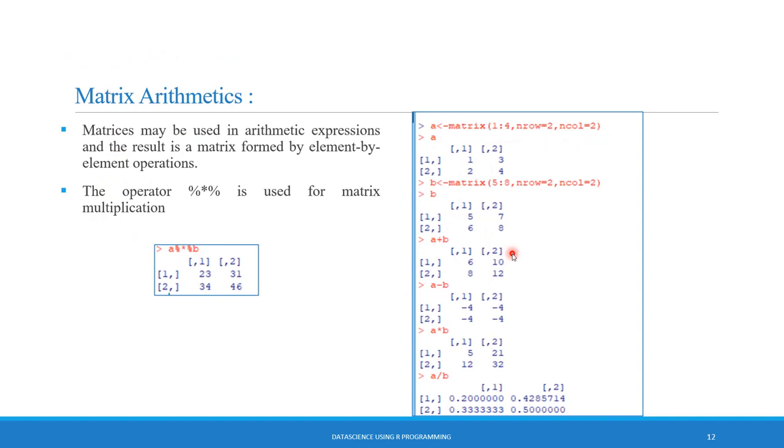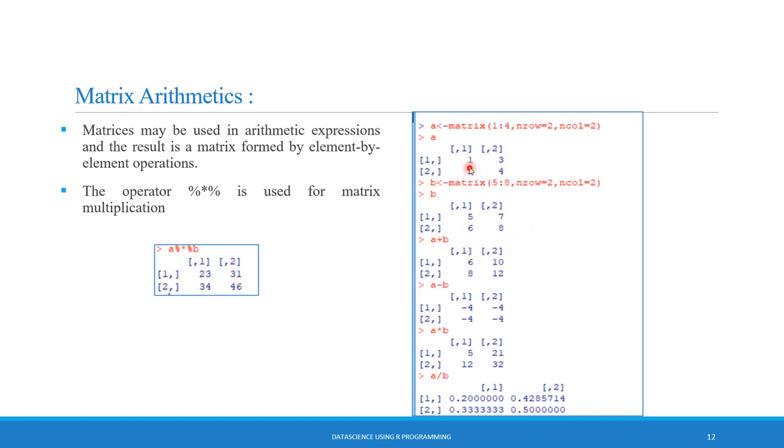Mathematical or arithmetical operations can be performed on matrices. For example, let's consider the matrices A and B. I can perform addition, subtraction, multiplication, even division using these two matrices. If I want to add these two matrices, I can make use of the plus operator. So A plus B will provide the addition of the two matrices.